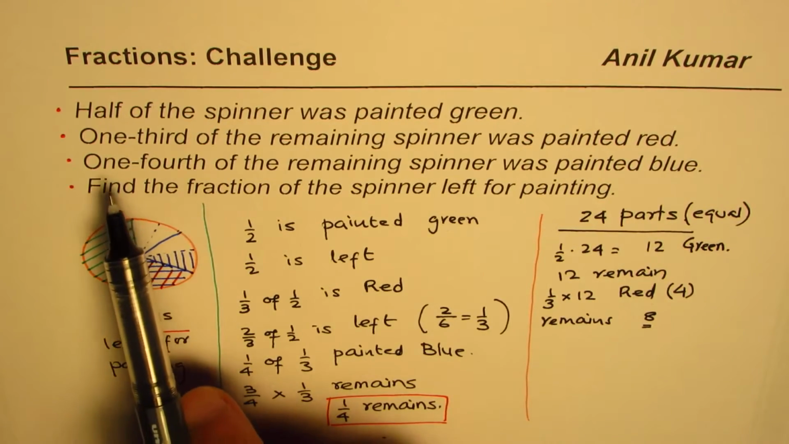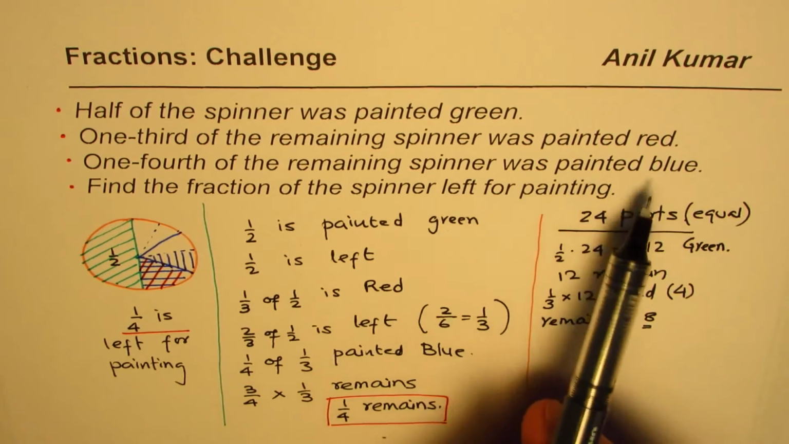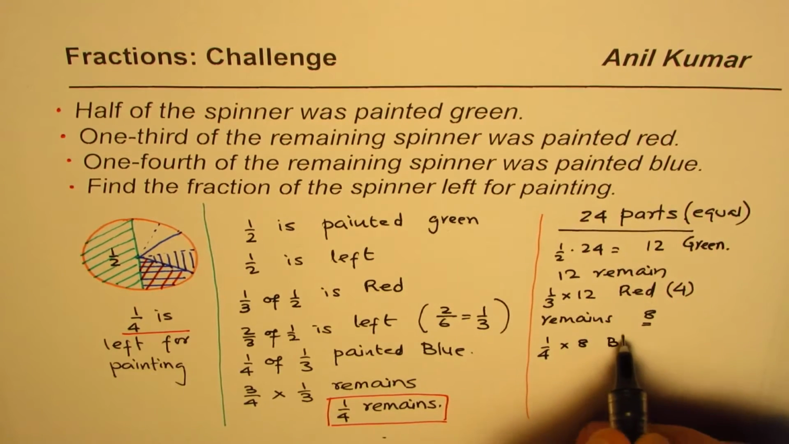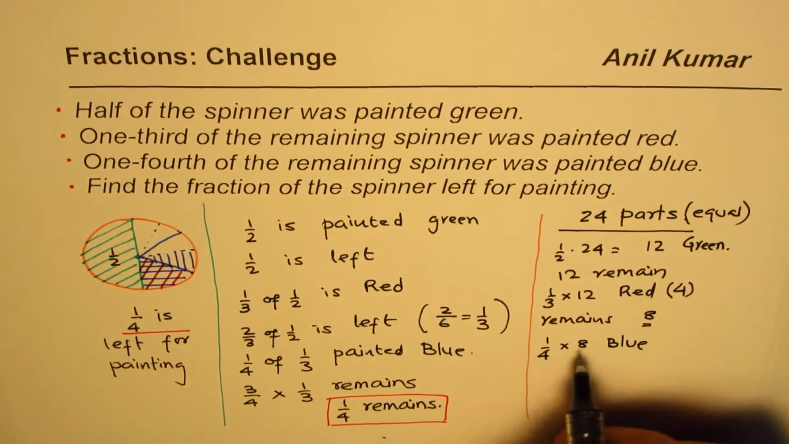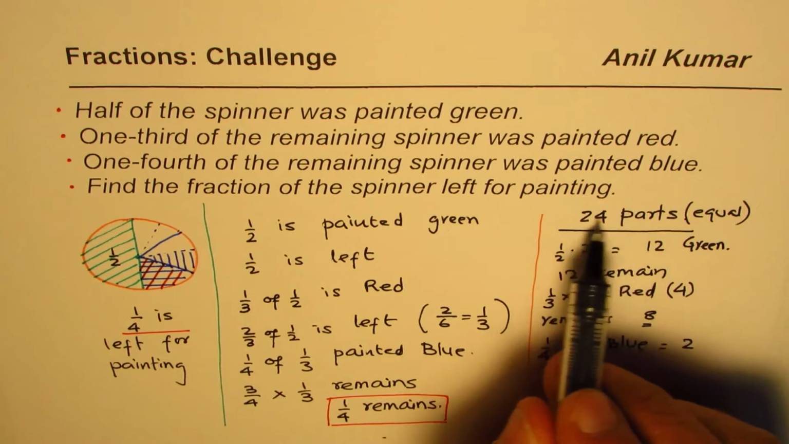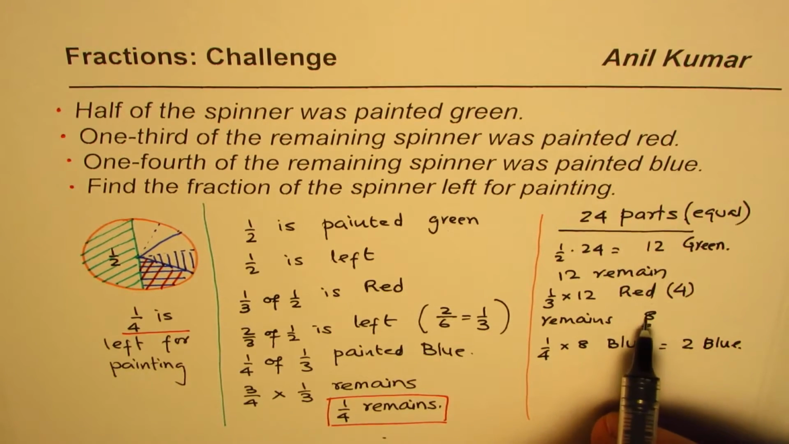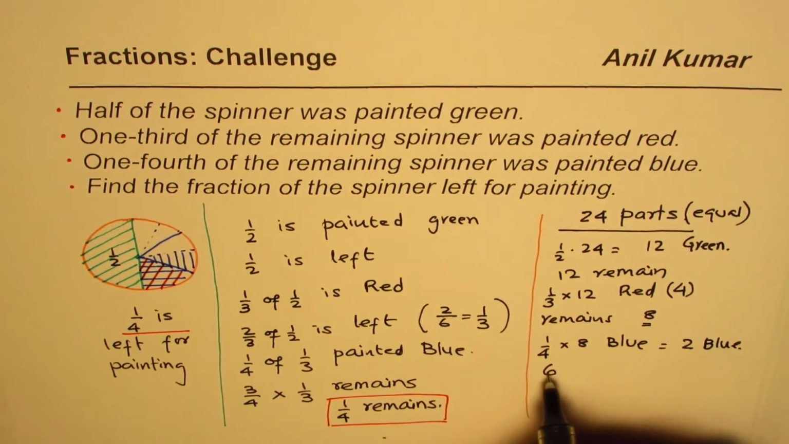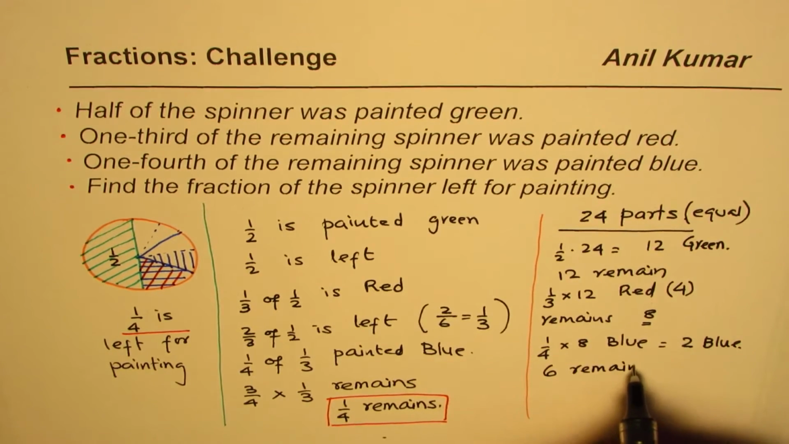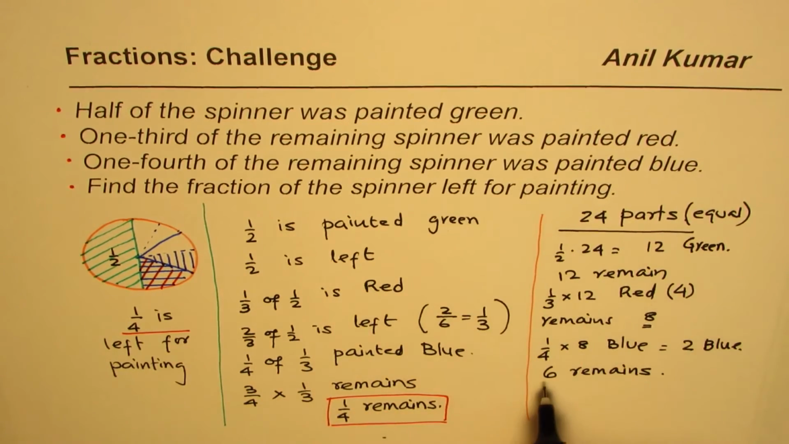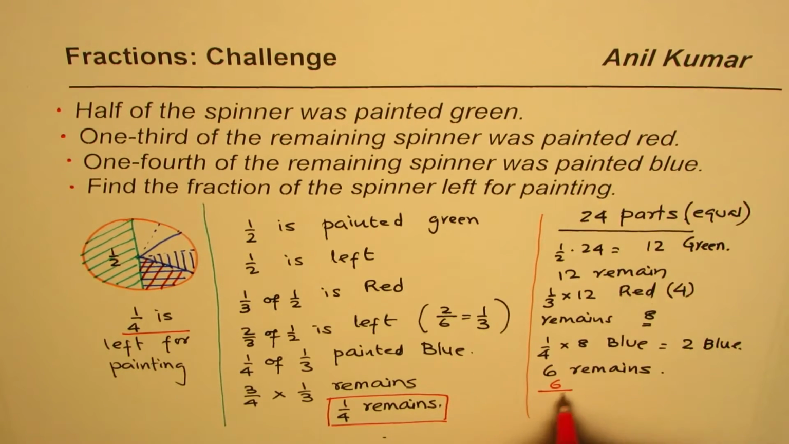Now it says 1/4 of the remaining spinner was painted blue. So 1/4 of 8 is blue. 1/4 of 8 is equal to 2 parts, right? So out of 24, 2 are blue. So out of the 8 which remain, 2 were blue. So what remains is 6. Now the question is, find the fraction of spinner left for painting. 6 remain out of 24. And therefore the answer is 6 over 24, which is 1/4.